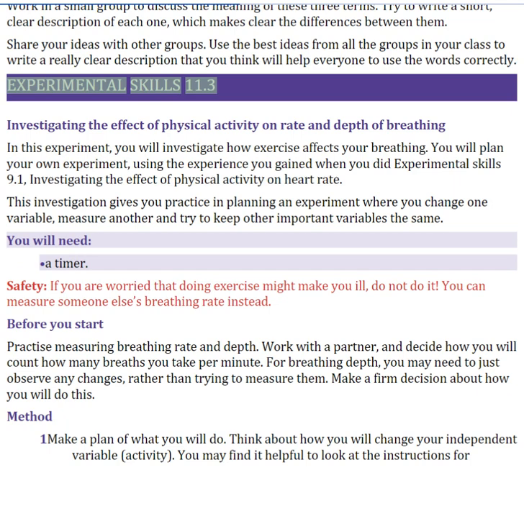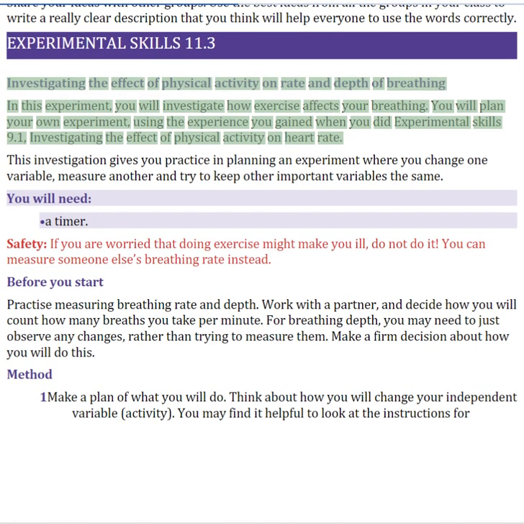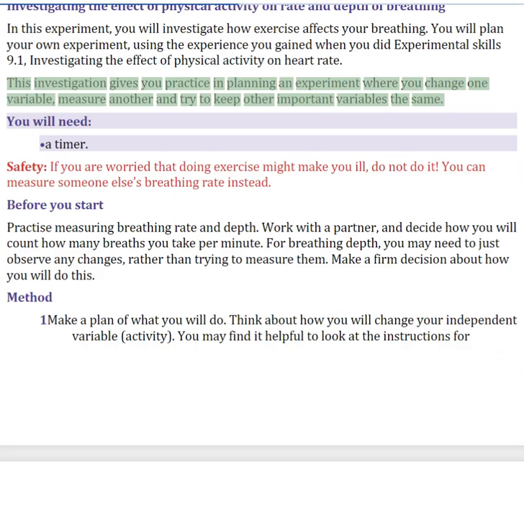Experimental Skills 11.3. Investigating the effect of physical activity on rate and depth of breathing. In this experiment, you will investigate how exercise affects your breathing. You will plan your own experiment, using the experience you gained when you did Experimental Skills 9.1, investigating the effect of physical activity on heart rate. This investigation gives you practice in planning an experiment where you change one variable, measure another, and try to keep other important variables the same.